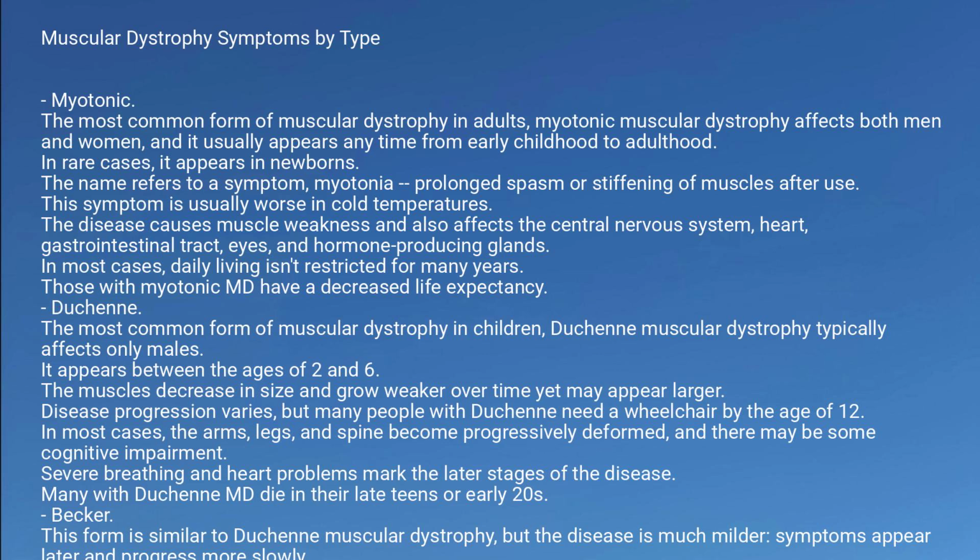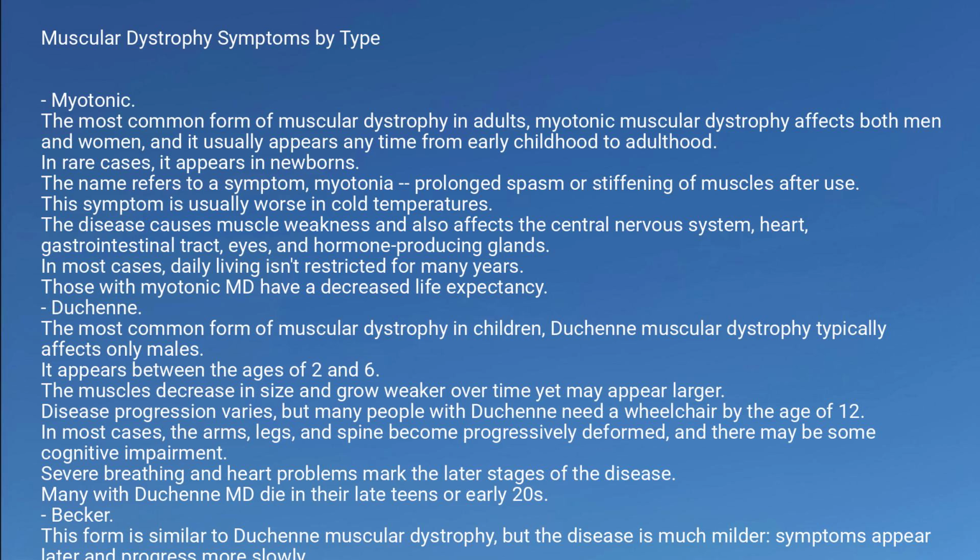The disease causes muscle weakness and also affects the central nervous system, heart, gastrointestinal tract, eyes, and hormone-producing glands. In most cases, daily living isn't restricted for many years. Those with myotonic MD have a decreased life expectancy.